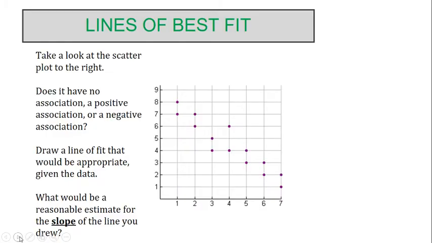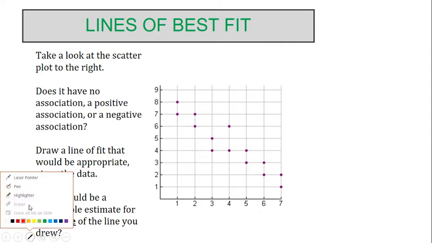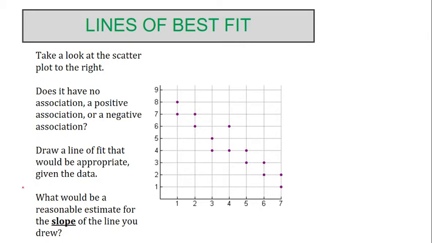All right, so now let's take a look at a line of best fit. Take a look at the scatter plot to the right. Does it have a positive association, a negative association, or is there no association? Well, in this case, we can see that these points are trending downward from left to right. That's kind of like the negative slope of a line.